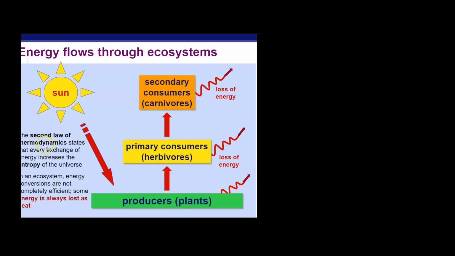So the second law of thermodynamics is what's at play here. It states that every exchange of energy increases the entropy of the universe. And if you remember, entropy is that idea of order. So we increase the entropy, that's actually more disorder being created. So entropy is this increase of disorder that is occurring.